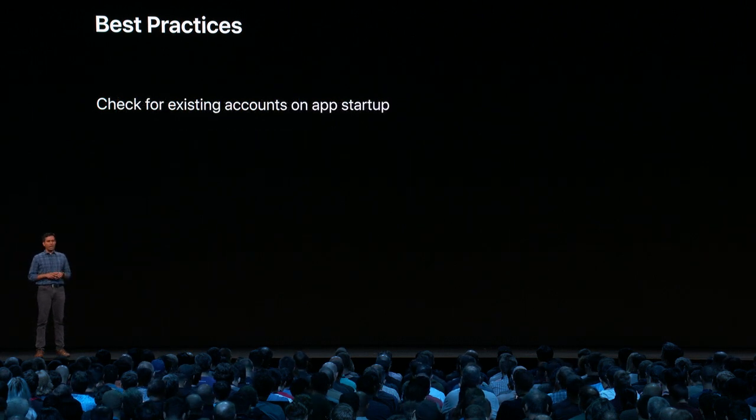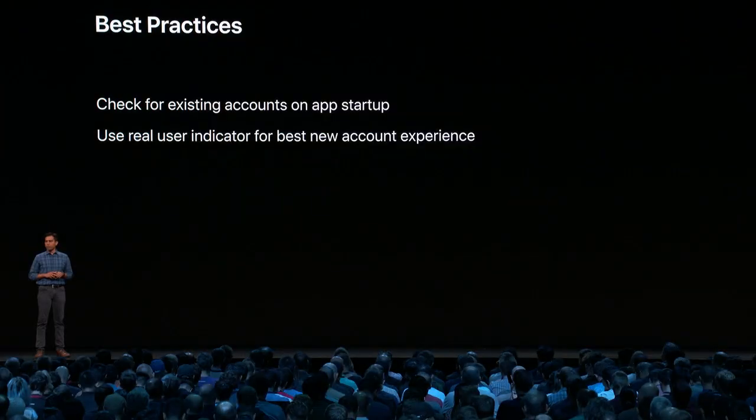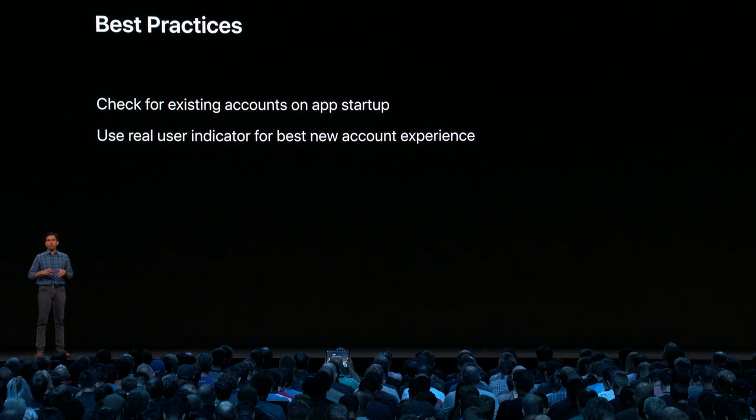And here's some additional best practices to keep in mind when integrating with the API. When your app first starts up, use the API to check for existing accounts. This allows the user to quickly get going with an account they already have with your app, whether it's iCloud keychain, password, or an existing Apple account, and you don't have any duplicate accounts in your app. Plan to provide the best experience for users that return real user indicator. If it returns unknown, treat them like you would any new account in your system.